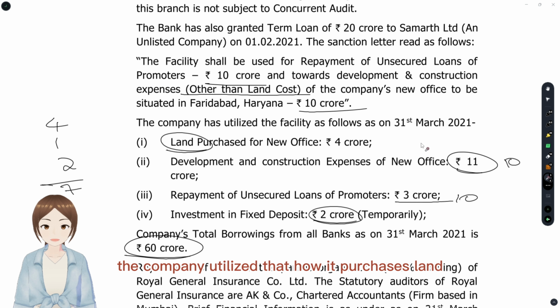The company utilized that. How? It purchased land, but that is out of purpose. They have taken a 10 CR loan for costs other than land, so they should not use that for land.